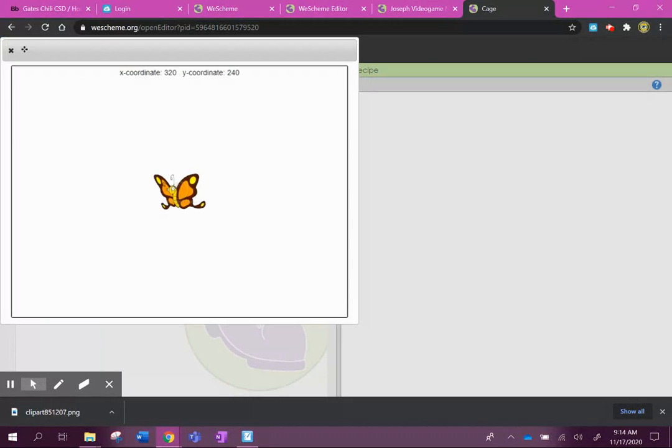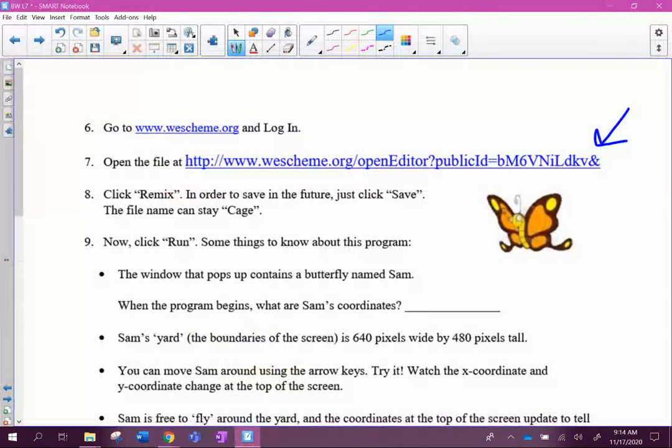So here we have a butterfly. So some things to know about this program. The window that pops up contains a butterfly named Sam. When the program begins, what are Sam's coordinates? So up at the top, you can see the coordinates here. So it says the x coordinate is 320, the y coordinate is 240. So we have 320, 240.